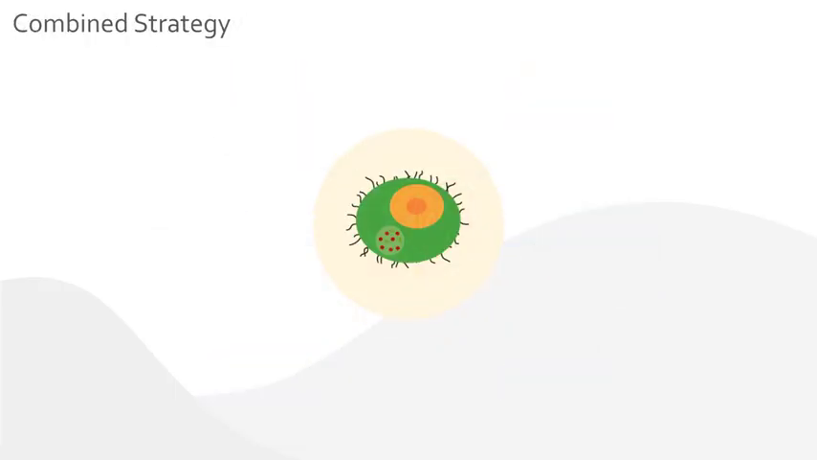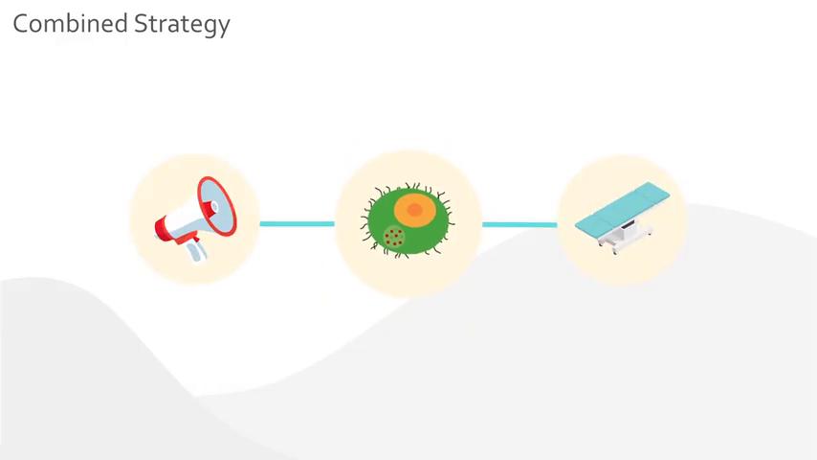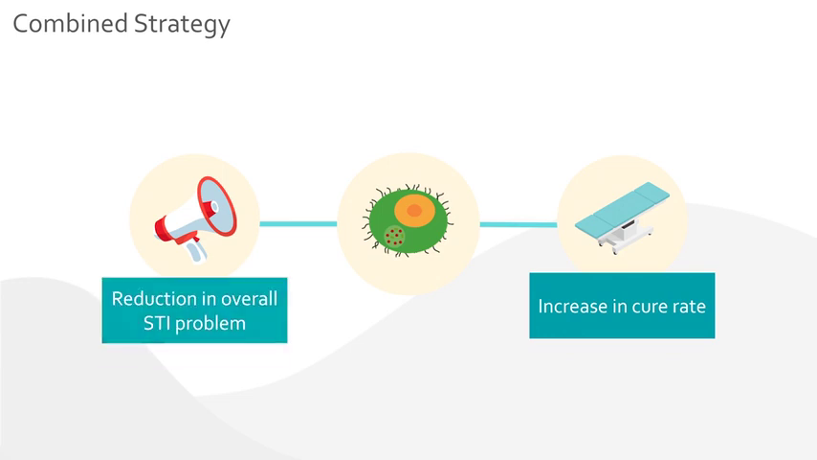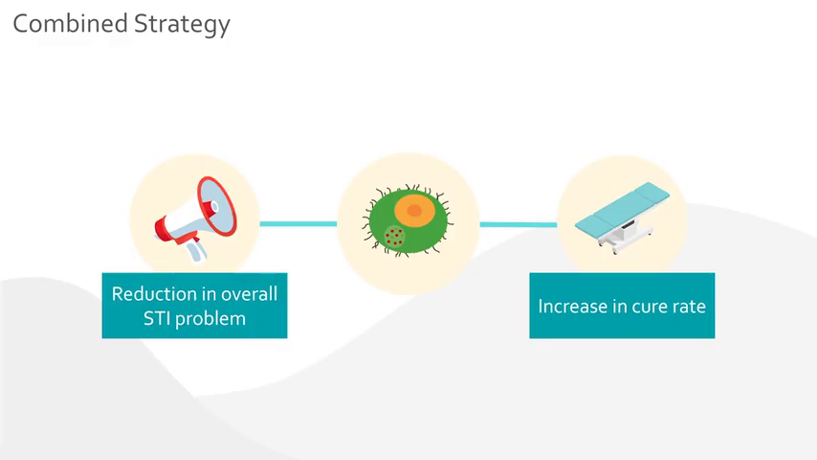A combined strategy of effective community interventions and improved clinical services can have a large impact on STIs and their complications. Better clinical services increase the number of people who are cured. More effective prevention in the community, especially when it reaches those at highest risk, can reduce the overall STI problem. The combination of strategies benefits everyone.